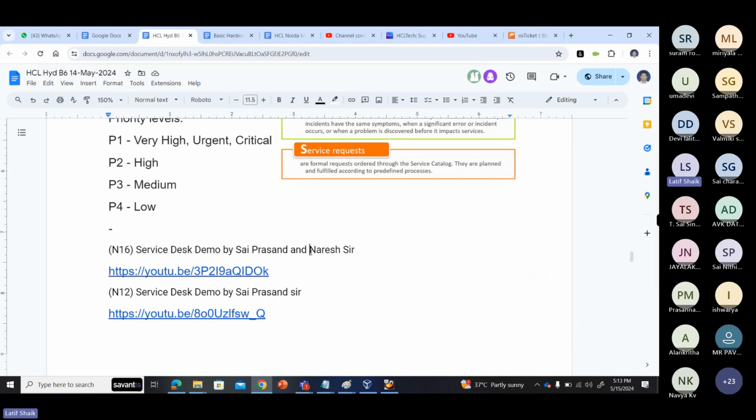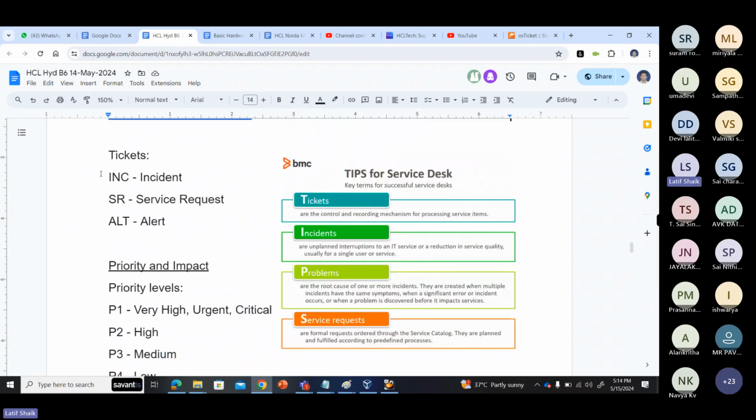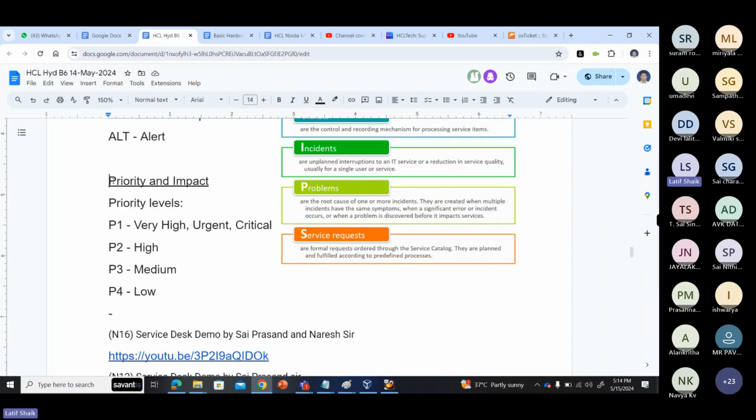These guys are actually AWS cloud as well as SAP based supporting people, but their profile is service desk profile, while supporting AWS cloud as well as SAP based systems. So if you watch these things, you will understand the service desk easily, along with other information also. Okay. So incident tickets, service tickets, alert tickets, and the priorities.